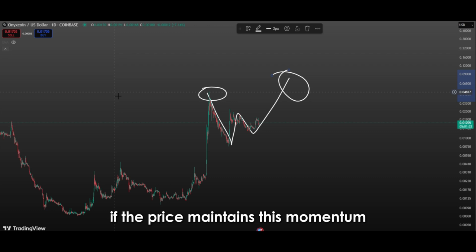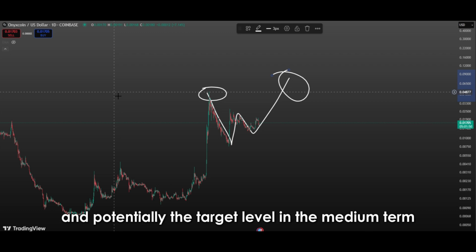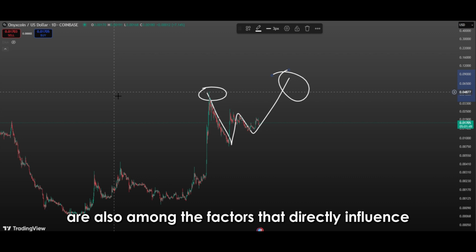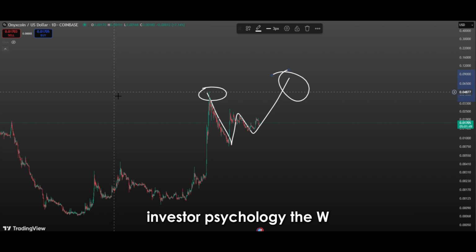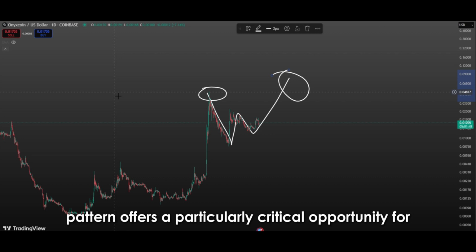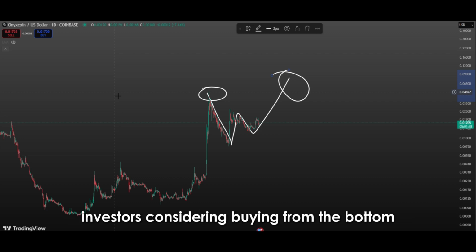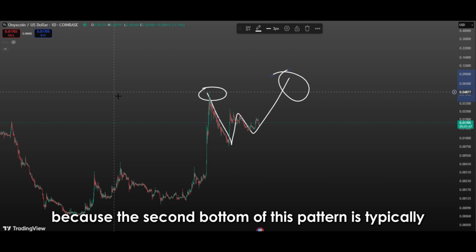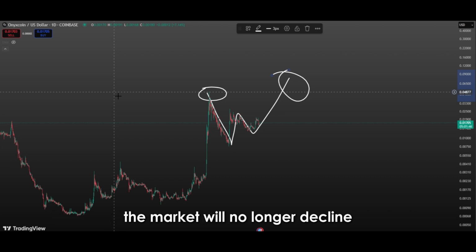If the price maintains this momentum and continues its upward movement, it could reach the neckline in the short term and potentially the target level in the medium term. Such structures are also among the factors that directly influence investor psychology. The W pattern offers a particularly critical opportunity for investors considering buying from the bottom. This is because the second bottom of this pattern is typically where investors begin to believe the market will no longer decline and start to gain confidence.